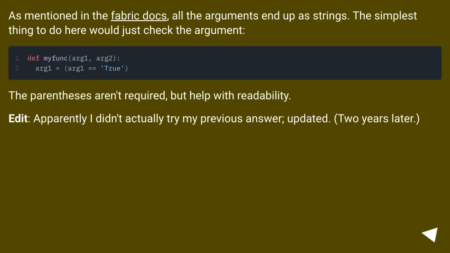As mentioned in the fabric docs, all the arguments end up as strings. The simplest thing to do here would just be to check the argument. The parentheses aren't required, but help with readability. Edit: apparently I didn't actually try my previous answer, updated. 2 years later.